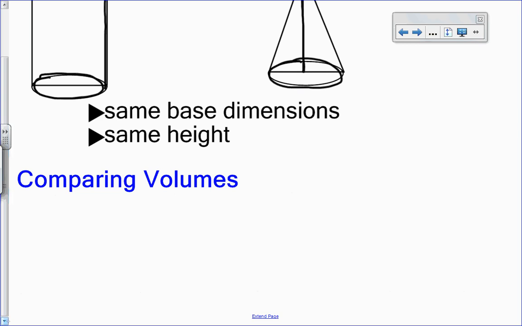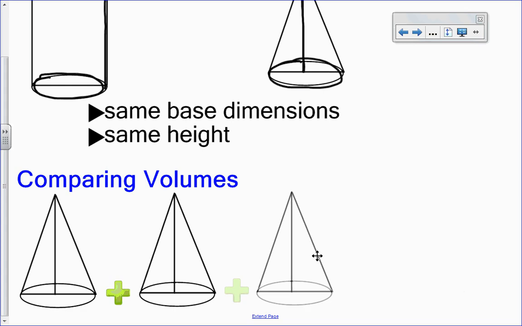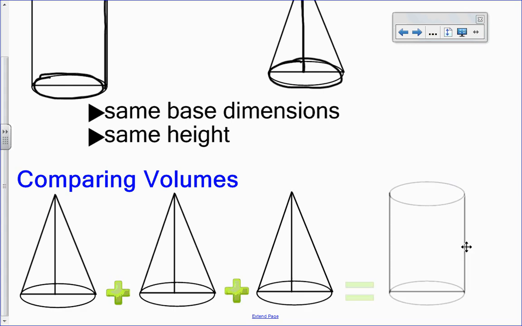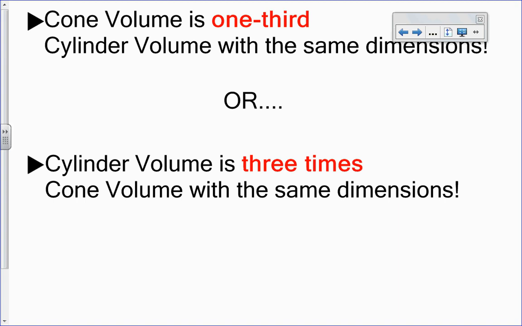And again, check out my video showing you that it does in fact take 1, 2, 3 cones to fill up one cylinder with the same dimensions. So I'm going to use a very similar process, because I know now that the cone is 1/3 the volume of a cylinder with the same dimensions, or a cylinder volume is 3 times that of a cone. So remember, 1/3 just means to divide by 3. So I can find the volume of the cylinder and then just divide by 3.